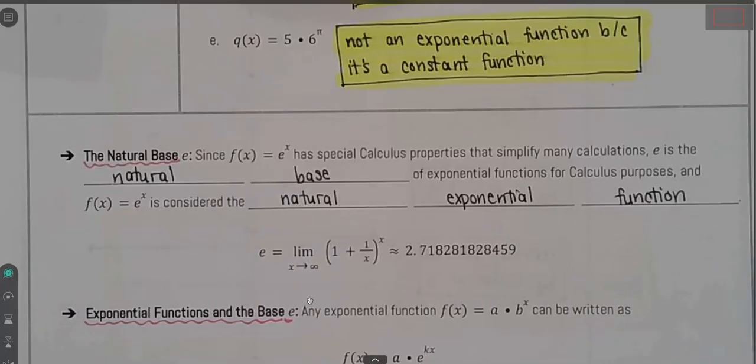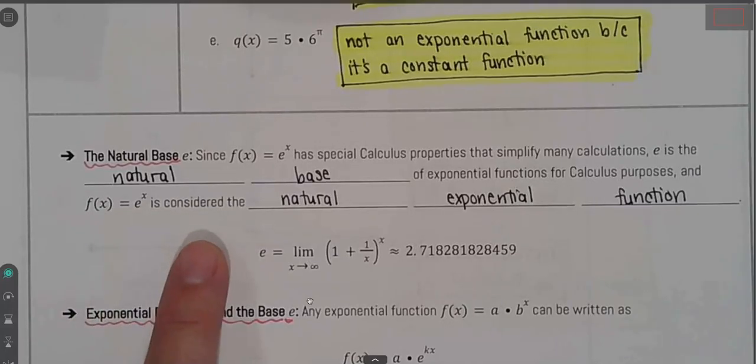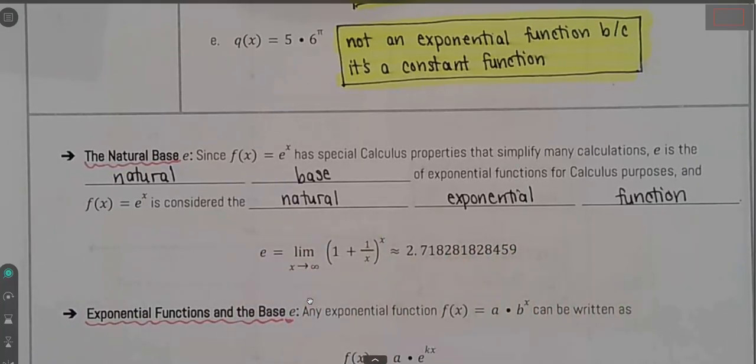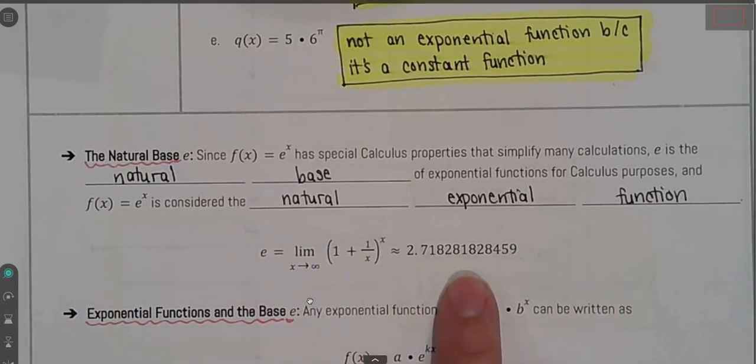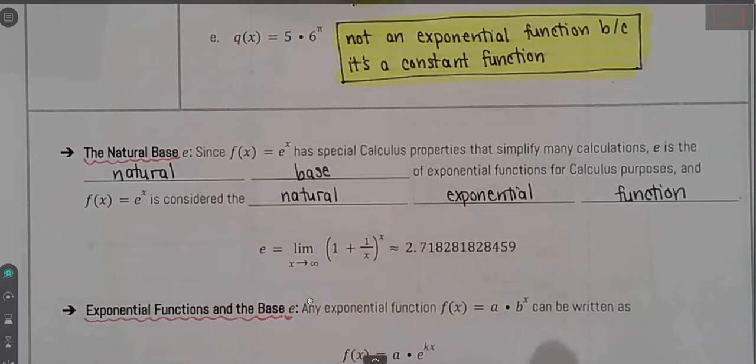It says, since f of x equals e to the x has special calculus properties that simplify many equations, e is the natural base of exponential functions for calculus purposes, and f of x equals e to the x is considered the natural exponential function. If you're interested, this is what e equals. This is the definition of e. You don't need to know that, but for curious minds, it's there.